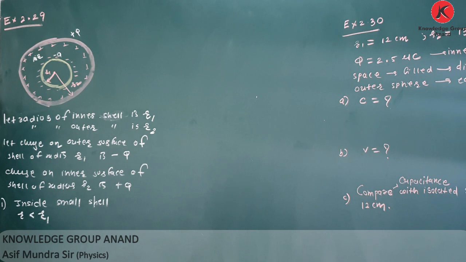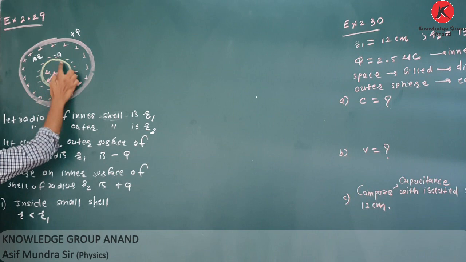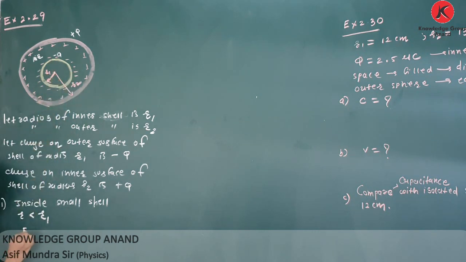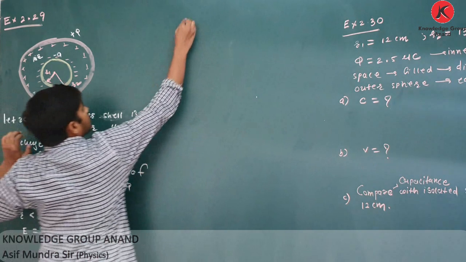will be 0. Inside shell, what is conductor? What is electric field? 0. Inside conductor, what is electric field? 0. So if I am taking any point in this region, then electric field is equal to 0. Clear? Okay. Now, second.